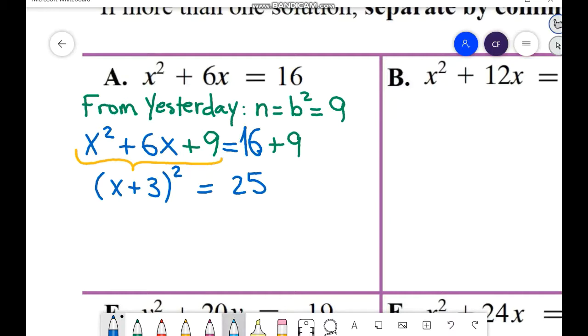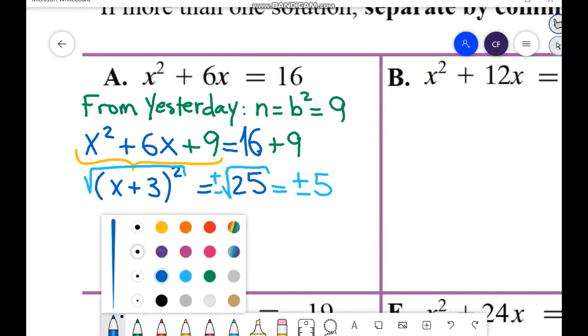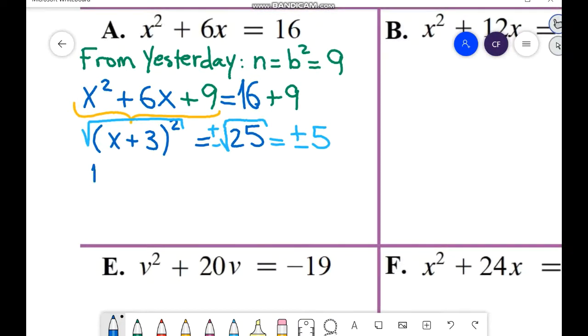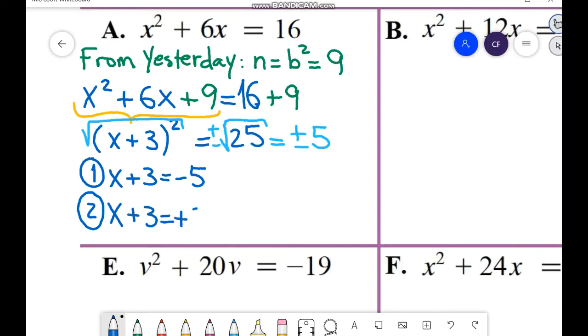Okay? Now apply the square root property. Apply the square root on both sides. Don't forget, this is positive or negative. Okay? And the square root of 25 is 5. We will find two different solutions. The first one, x plus 3 equals negative 5. The second one, x plus 3 equals positive 5.